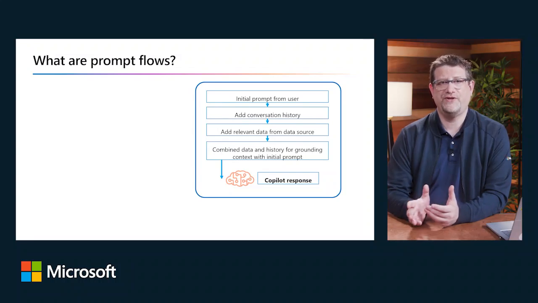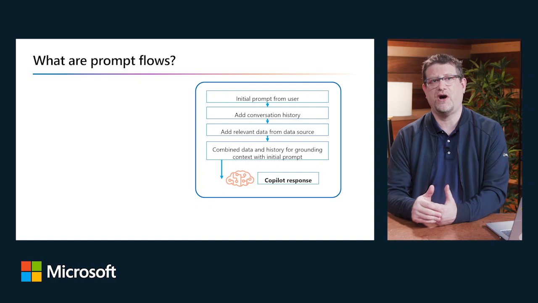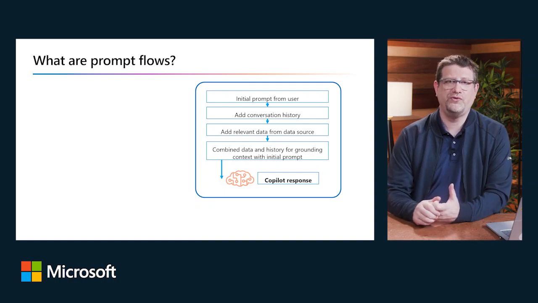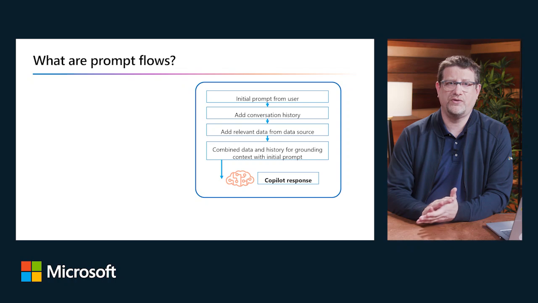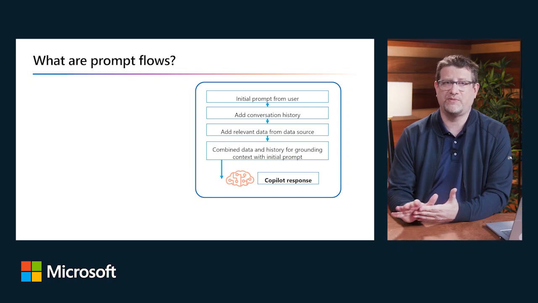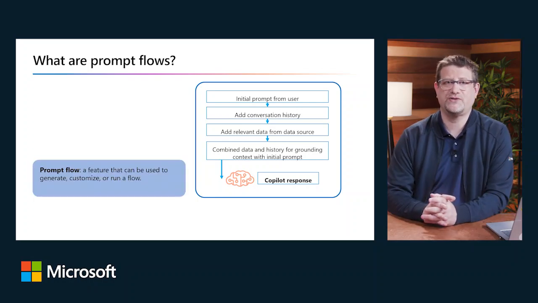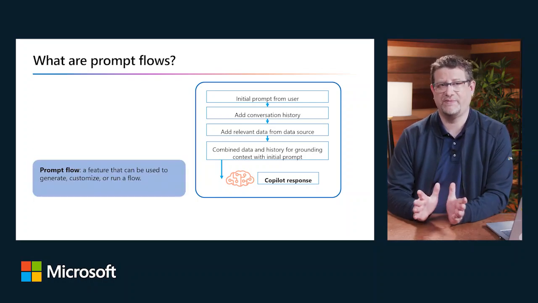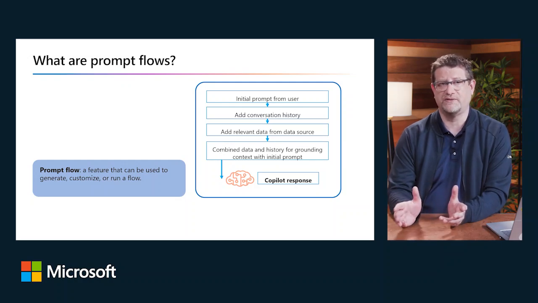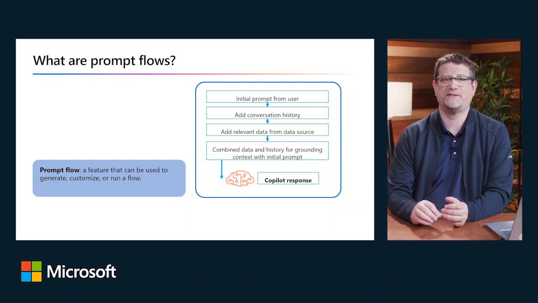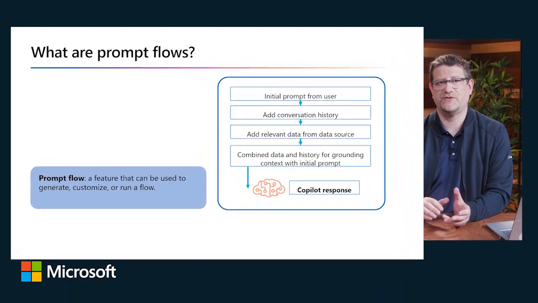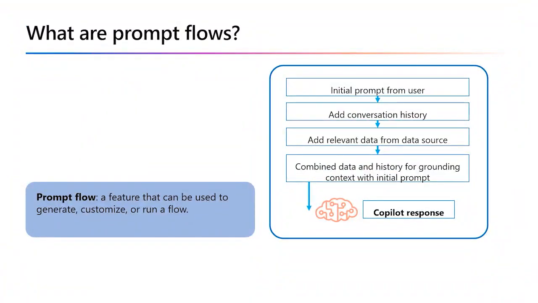Prompt flow is a feature within Azure AI Studio that allows you to author flows. Flows are executable workflows integrating with language models, and prompt flow in Azure AI Studio is a development tool designed to streamline the entire lifecycle of AI applications powered by large language models. It simplifies the process of prototyping, experimenting, iterating, and deploying AI applications. Here are some key features.